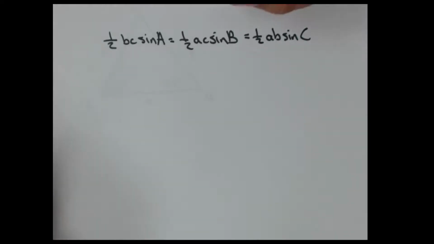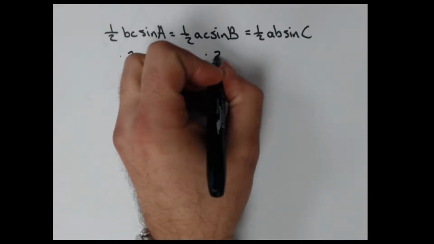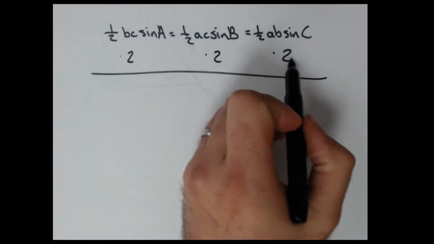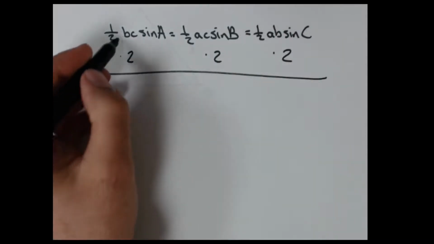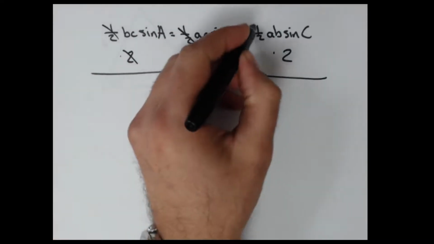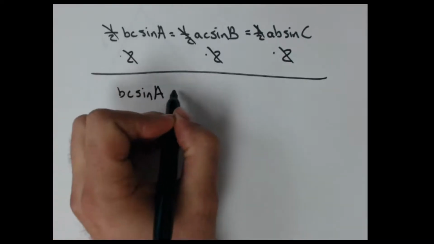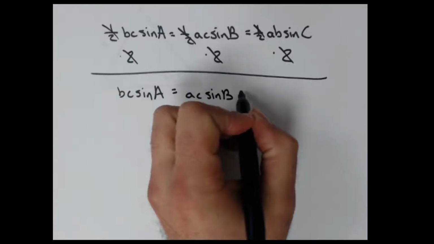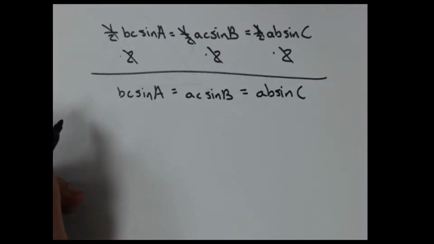Alright, first thing I'm going to do is get rid of all my 1/2s. Those are kind of bothersome, kind of in the way, so I'm going to multiply everything by 2. Again, all three of these are equal to each other, so as long as I do something to all three of them, everything is still equivalent. So those 2s and 1/2s are all going to cancel now. BC sine angle A, side AC times sine of angle B is going to equal AB sine C.